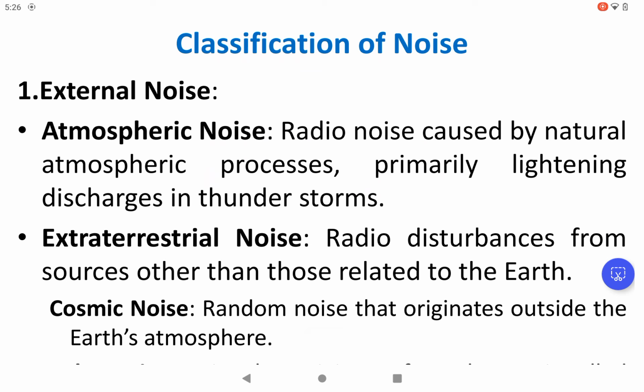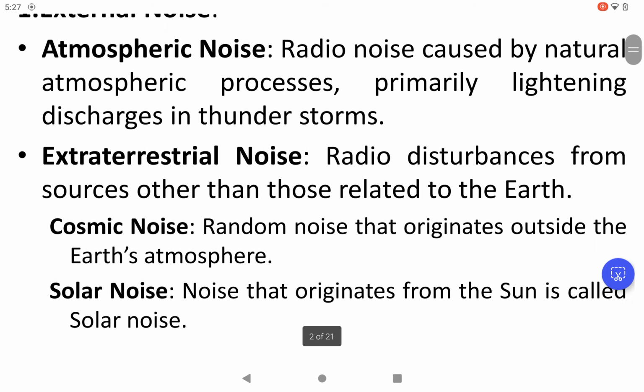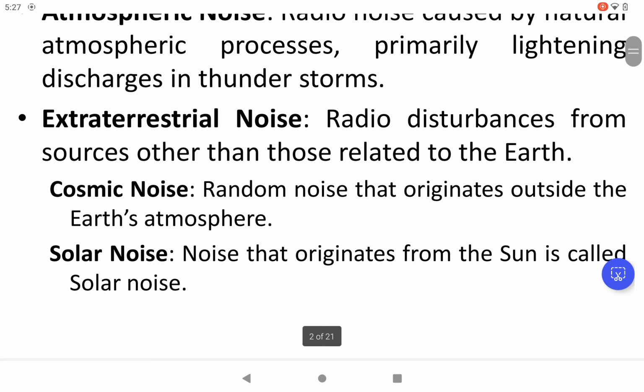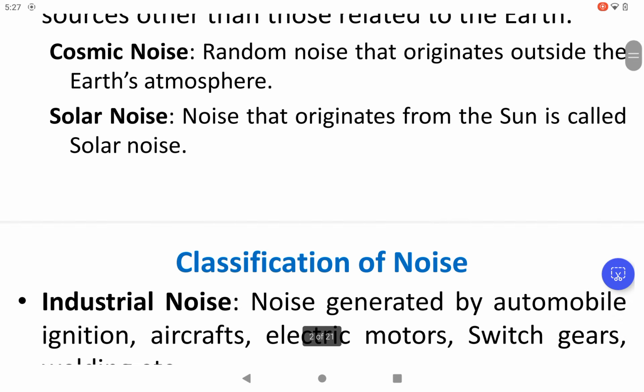In that, atmospheric noise is defined as a radio noise caused by natural atmospheric processes, primarily lightning discharges in thunderstorms. And extraterrestrial noise is the radio disturbances from sources other than those related to the earth. General examples for extraterrestrial noise are cosmic noise and solar noise. Cosmic noise is the random noise that originates outside the earth's atmosphere, and solar noise is the noise that originates from the sun. It is called solar noise.